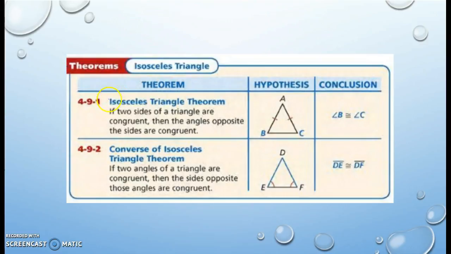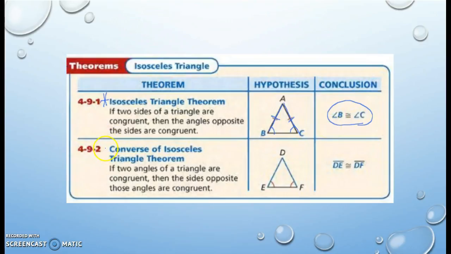The first theorem is called the isosceles triangle theorem. And this theorem says if you have two sides of a triangle given to be congruent, then the angles opposite those two sides are congruent. So here we are given that AB is congruent to AC. And the conclusion we can make is that the angle opposite AC, which is angle B, is therefore congruent to the angle opposite side AB, or angle C. So when you have two sides of a triangle congruent, the angles opposite those sides are congruent.